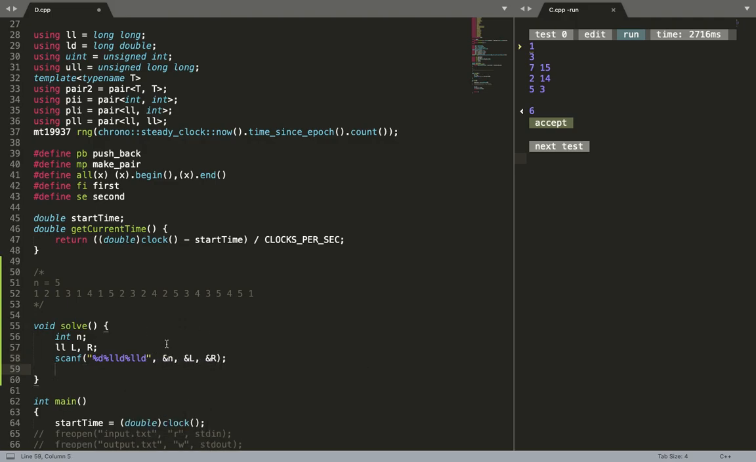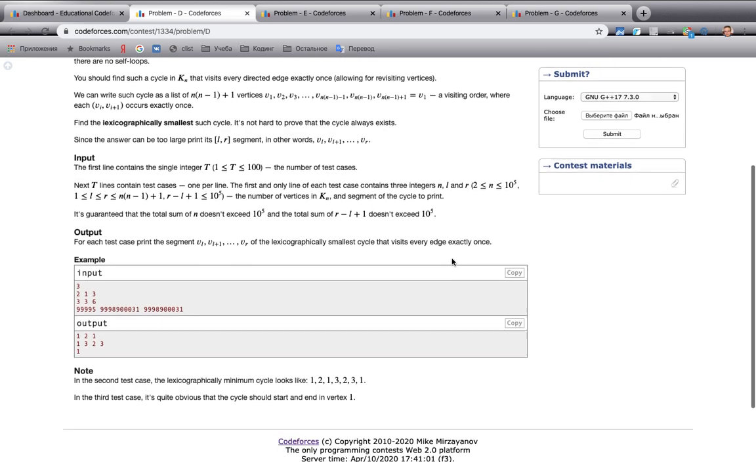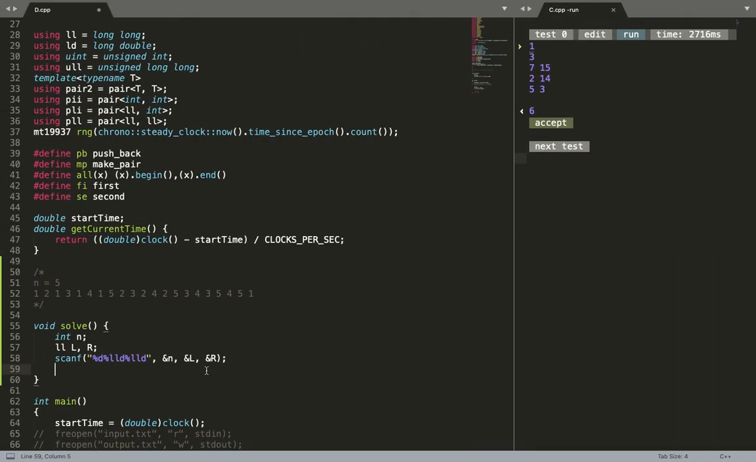As I already said, the length is quadratic, and n squared is 10 to the 10th, which is bigger than int, so L and R should be long. So we have one-based indexation here, and I don't like it. So now I want to go from L included in 0 indexation to R not included.